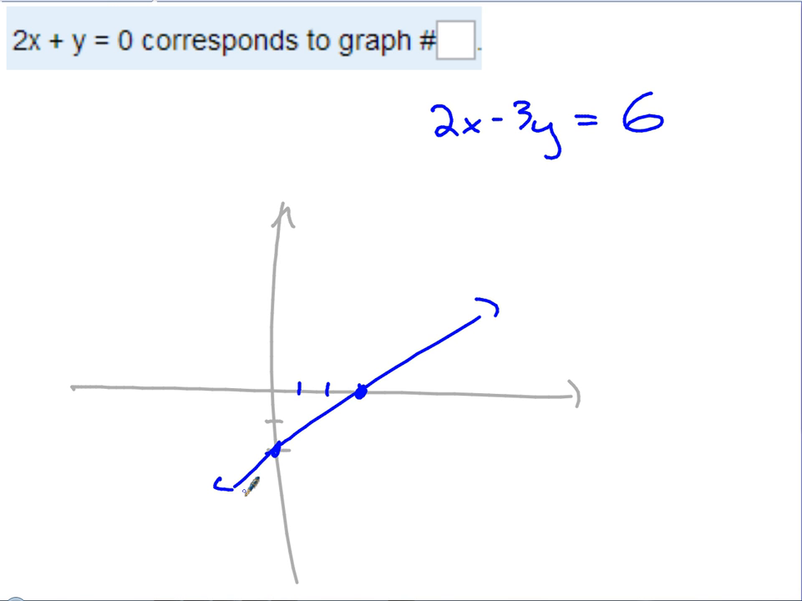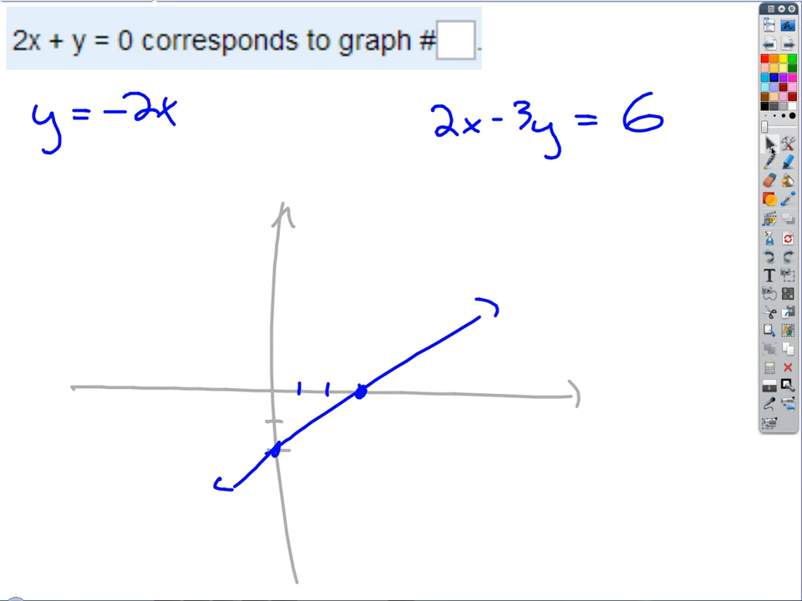Instead, I can always just solve for y and simplify, and that means putting it in mx plus b form. Right? Okay. So what would I do to get that y by itself? Subtract 2x. And I get y equals -2x, right? Y-intercept of 0, slope of -2, done.